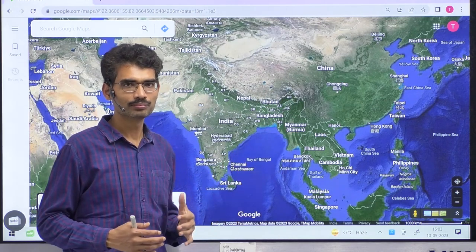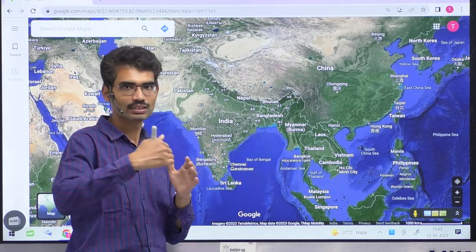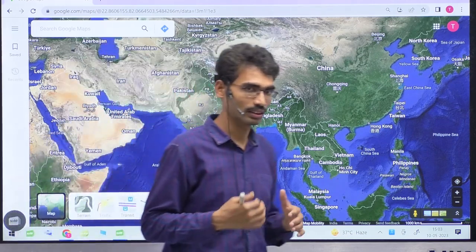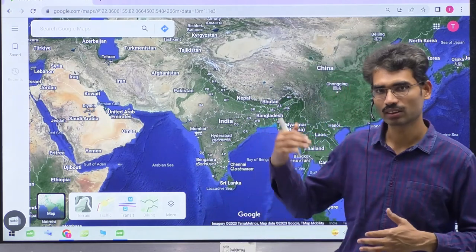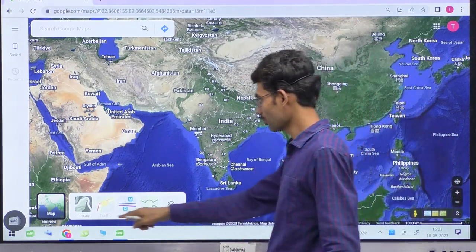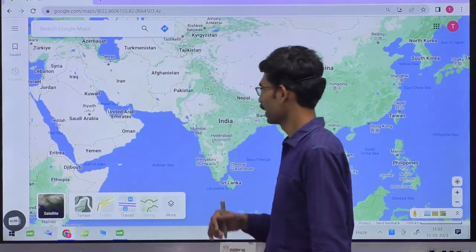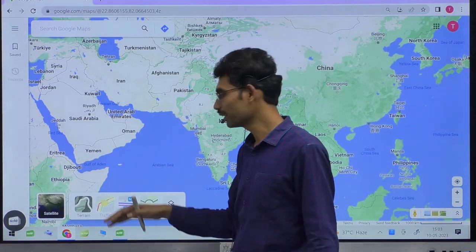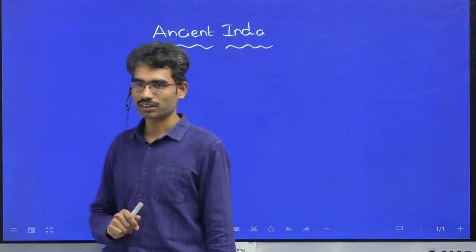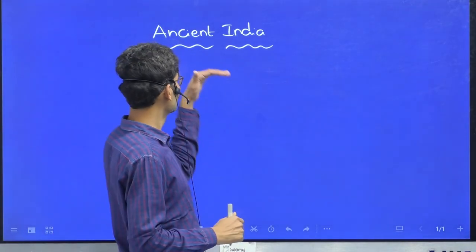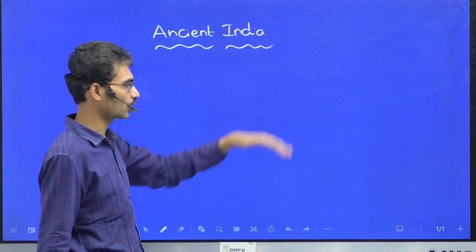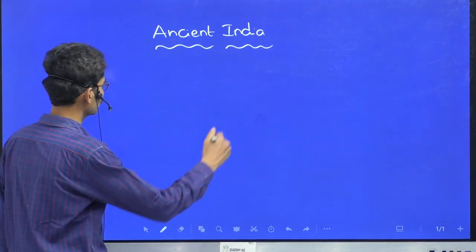Different things happen. And if you track in a sequential, chronological way, you'll be able to answer many questions just by having an idea about chronology. We can use either the political or physical map, according to the need. Let us start. First, with respect to ancient Indian history, I am trying to give you the chronology, how you have to look at it.